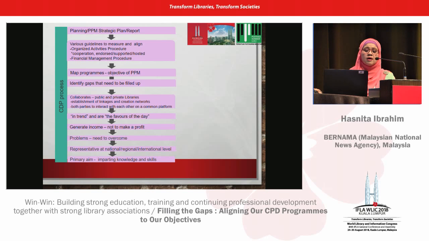Along the line that we organize CPD programs, we have problems, but we have to overcome them in order to enhance the professionalism of the librarians in Malaysia. We are also representatives at the national, regional, and international level. And of course, with the CPD program, we aim at imparting knowledge and skills in the profession of librarianship in Malaysia to enhance it.